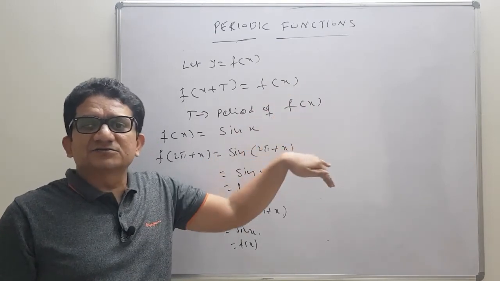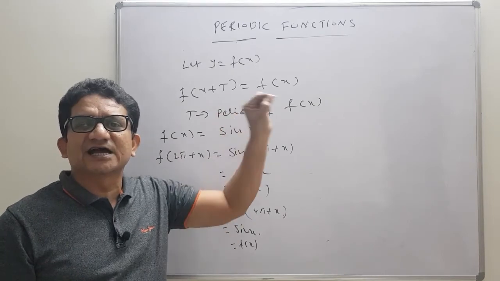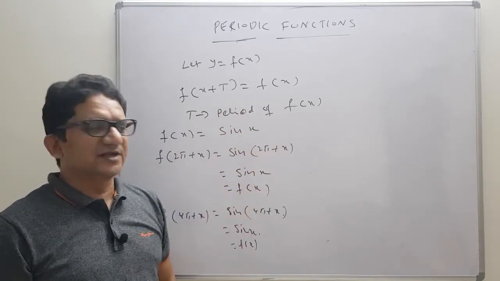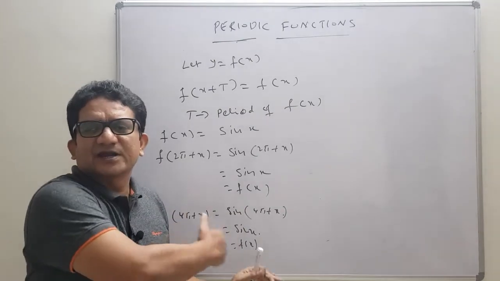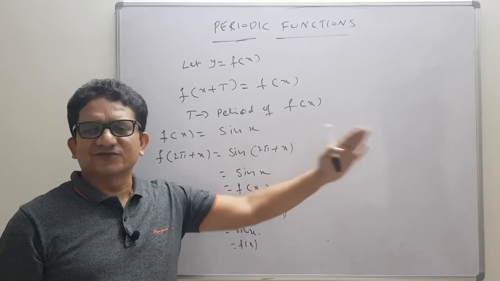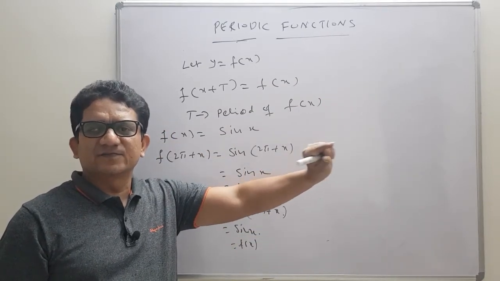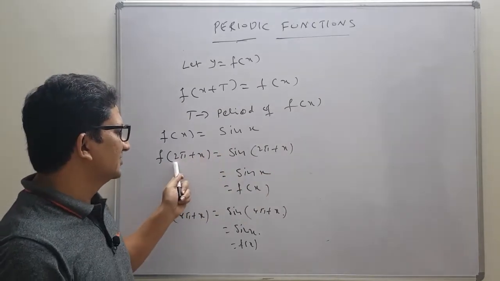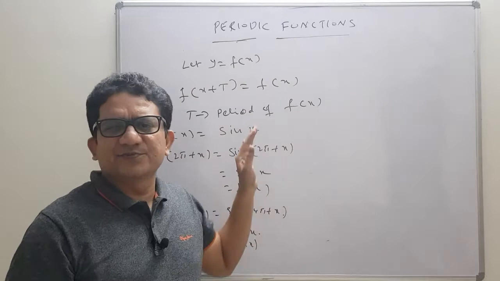Among all these values, the numerically smallest value is considered the fundamental period. For this function, the fundamental period is 2 pi. All the remaining values will just be called periods of the function. But always in the exam they will ask for the fundamental period only. The fundamental period of sin x will be 2 pi. So this is the mathematical way of defining a periodic function.